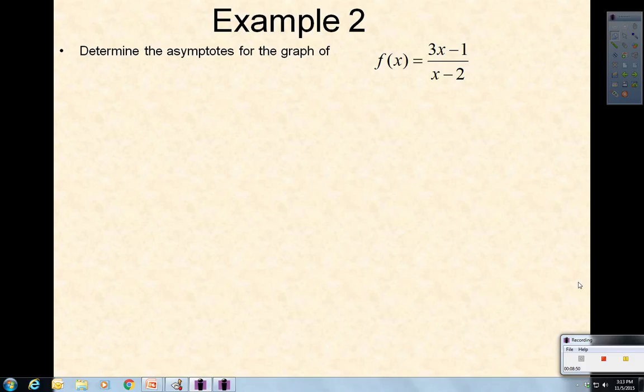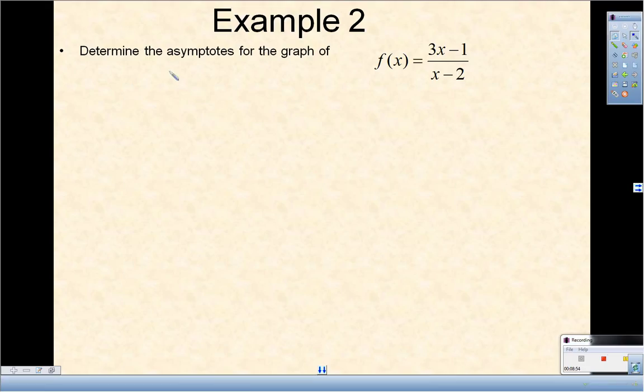Alright, let's go ahead and take a look at another example. Now notice for this example it says determine the asymptotes for the graph of f of x equals 3x minus 1 over x minus 2. Notice it doesn't want you to graph it, but we'll actually confirm our answer by graphing it in our graphing calculator. Alright, now remember, just like your essential question, there are 2 types of asymptotes that we look at, horizontal and vertical. Now I have a preference for finding the vertical asymptotes first.